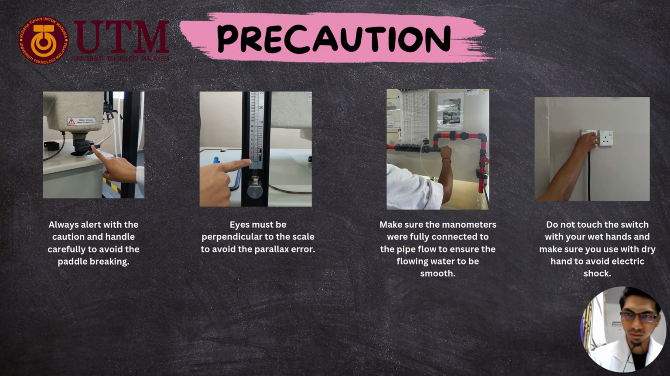This is the precaution that we must be alert to during the experiment. First of all, we must always be cautious and handle the equipment carefully to avoid breaking it. After that, eyes must be perpendicular to the scale to avoid parallax error. Next, make sure the manometer is fully connected to the pipe flow to ensure the water flows smoothly. And lastly, do not touch the switch with wet hands, and make sure you use dry hands to avoid electric shock.